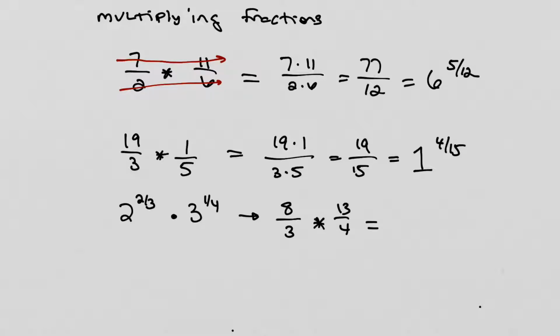Well, again, if you just go straight across, you'll get 8 times 13 over 3 times 4. Okay. And then if you multiply this out, 8 times 13 is 80, plus 24 is 104 over 12, which is the same thing as 8 and 8/12, or 8 and 2/3.